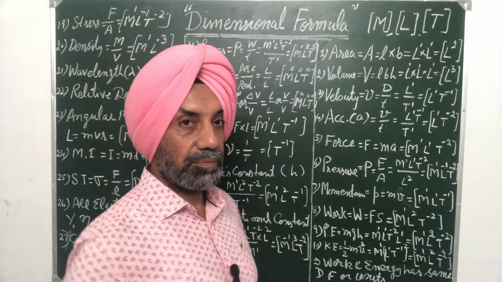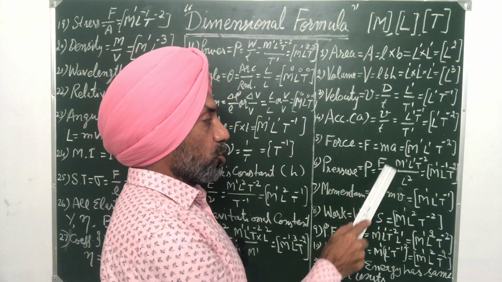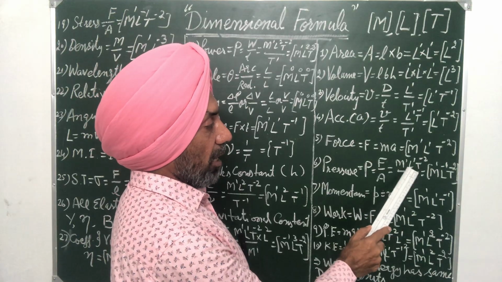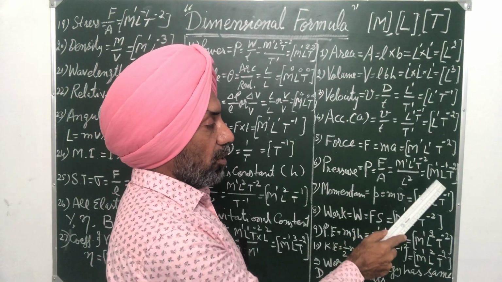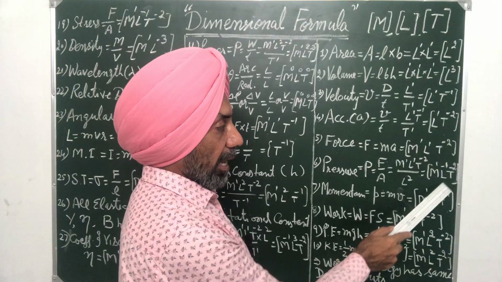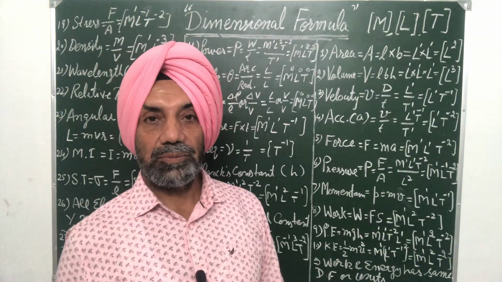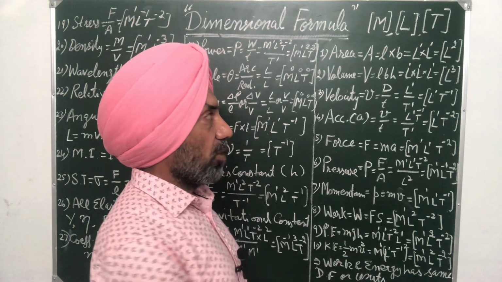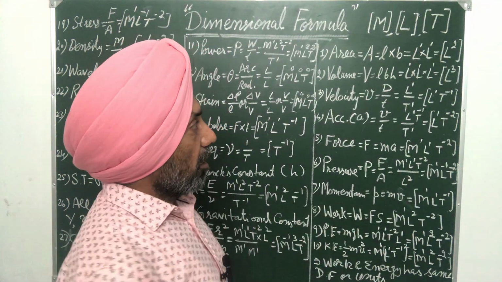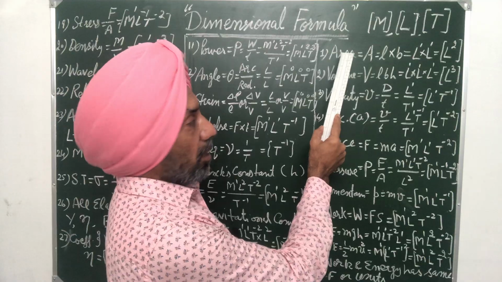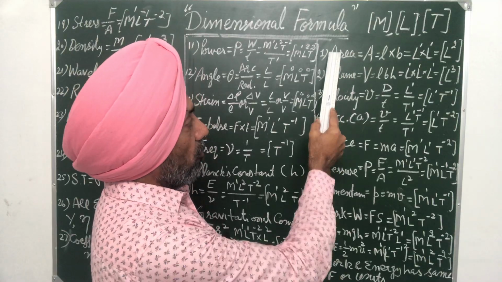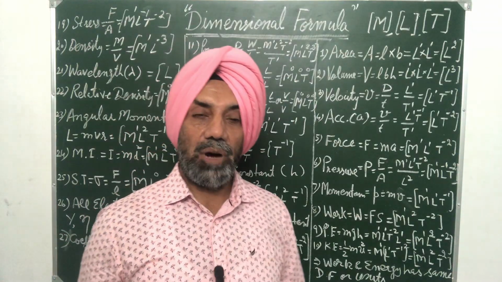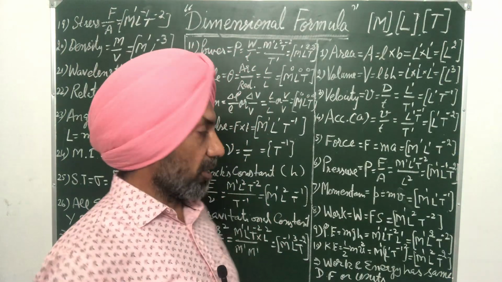Then pressure. Pressure is defined as force per unit area. So force we have obtained as M1 L1 T^-2 over L², it will be M1 L^-1 T^-2. So [M1 L^-1 T^-2] is the dimensional formula of pressure. Means you have to simply remember the first 5 dimensional formulas and you can obtain the dimensional formulas of so many other physical quantities.